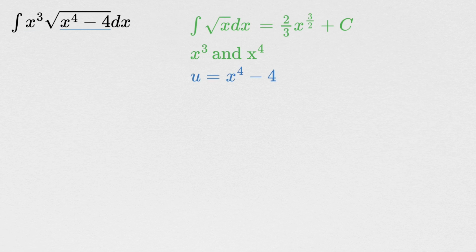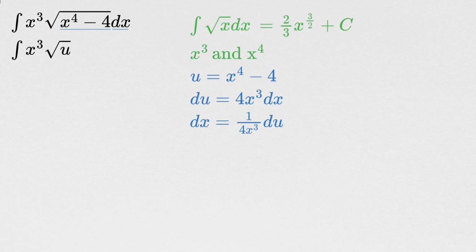This substitution gives us the integral of x to the third times the square root of u. To replace dx, we differentiate both sides of u equals x to the fourth minus 4 and multiply by dx, giving us du equals 4x to the third dx. Solving for dx, we get 1 divided by 4x to the third du. Together, this gives us the integral of x to the third times the square root of u times 1 divided by 4x to the third du. The x's cancel, leaving just the integral of 1/4 times the square root of u du.